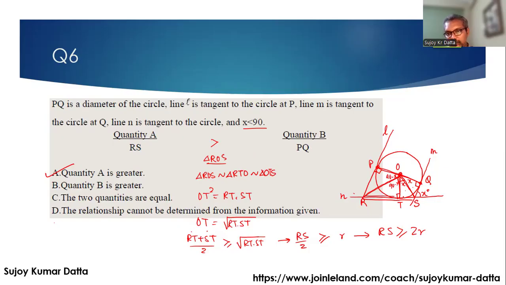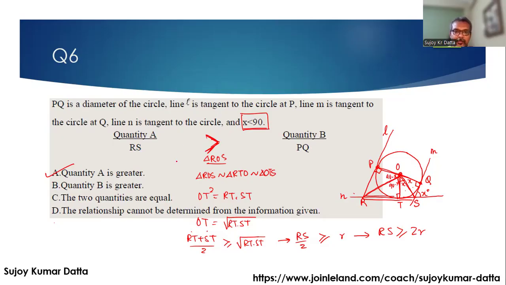Now see, RT will be equal to ST only when this is a straight line, like 180 degrees, X is 90 degrees. Then it would be the midpoint. But then we have already excluded that X is 90 degrees. So RS will always be strictly greater than PQ. So that's the proper proof of this, why it will be so.